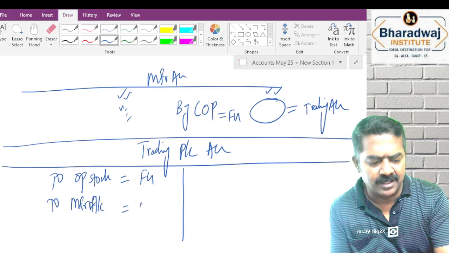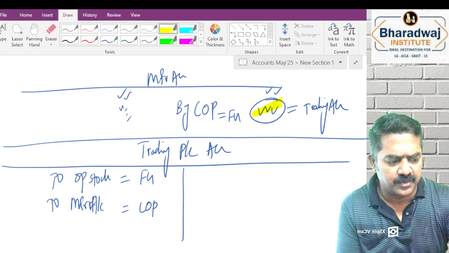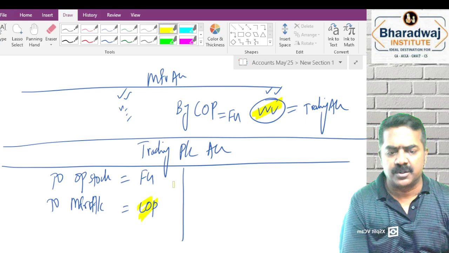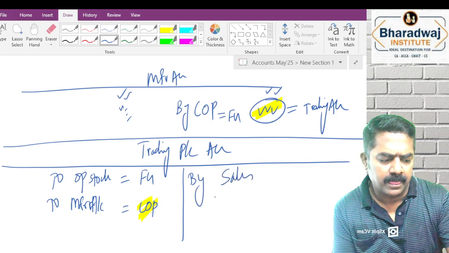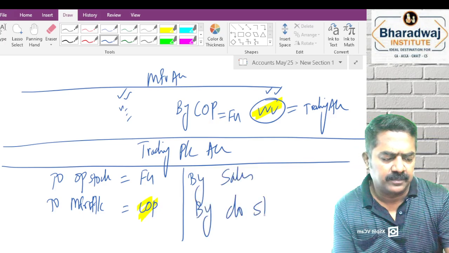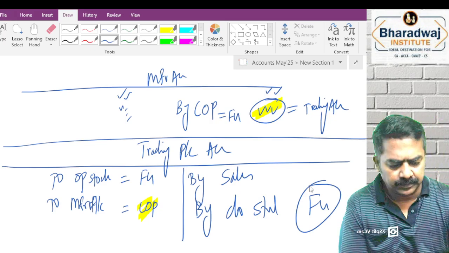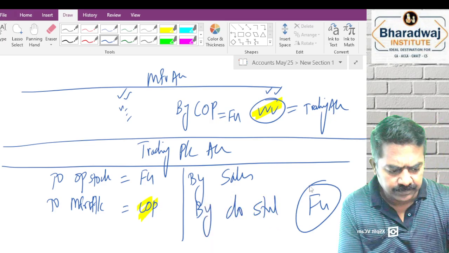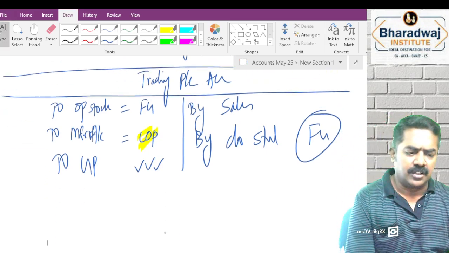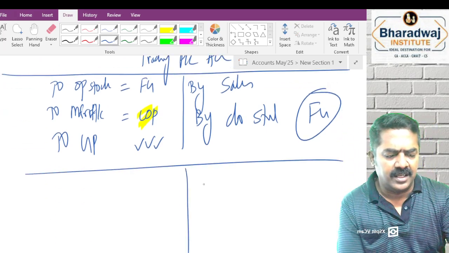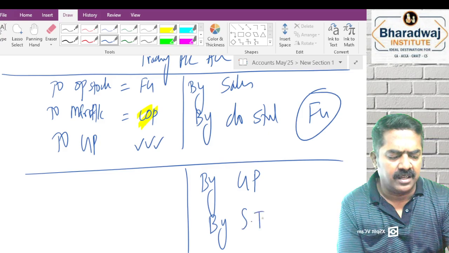Manufacturing account is nothing but the cost of production. This cost of production is transferred to which account? Trading account. Then record by sales, and by closing stock. Closing stock of which goods? Finished goods. Closing stock of finished goods you credit. Then it will give you which one? Gross profit. After doing this, like any other trader, we bring the gross profit, then any other sundry income.